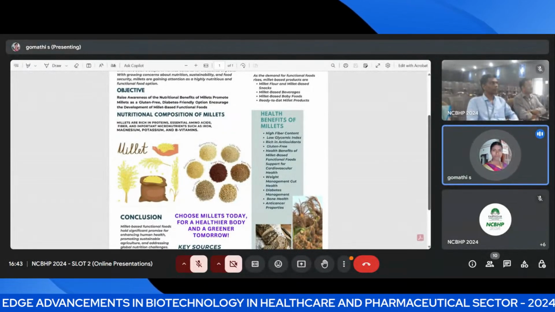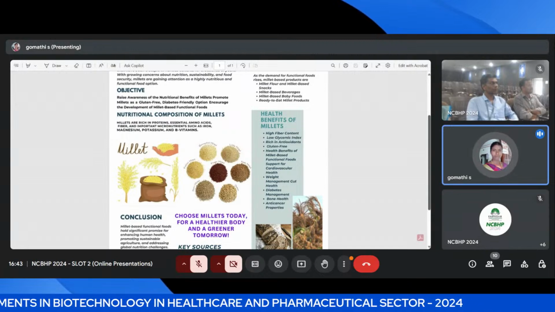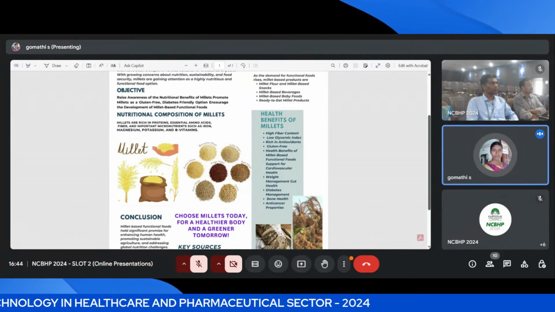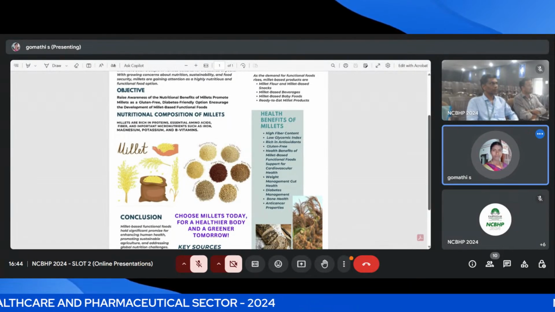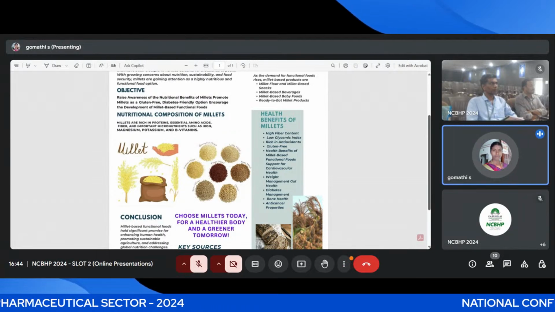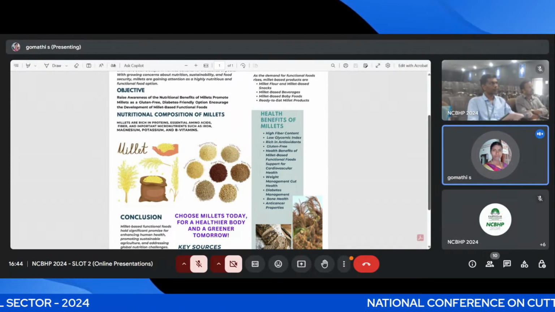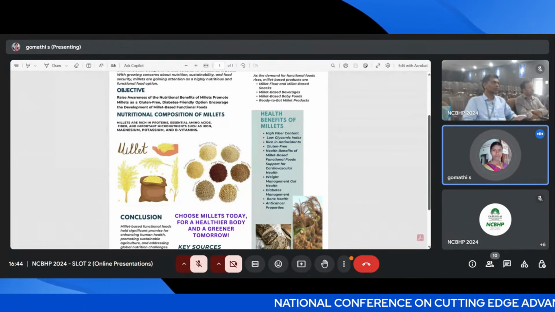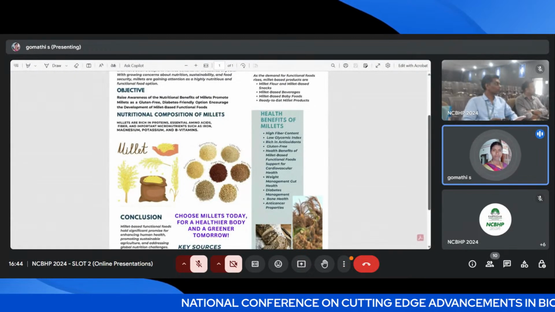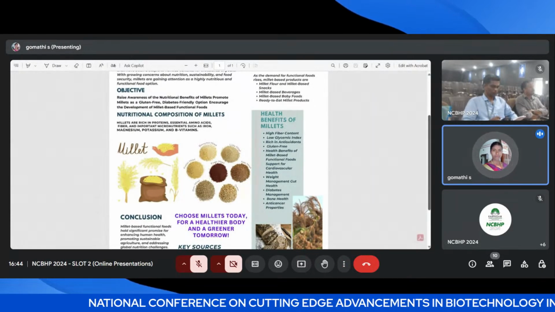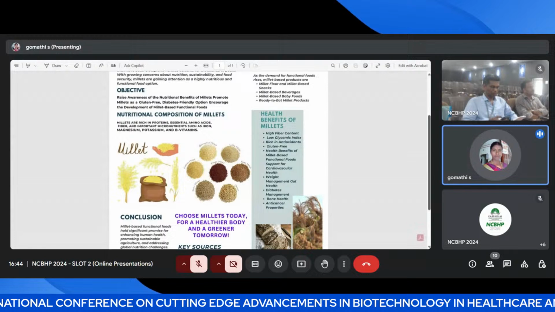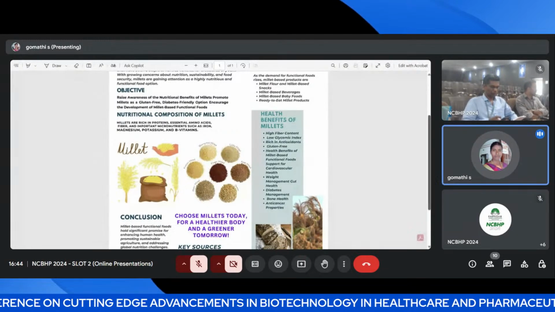The high fiber content of millet promotes satiety and can help with weight management by reducing the appetite and preventing overeating. Due to the low glycemic index, it makes them a favorable food for people aiming to maintain stable energy levels and prevent unhealthy weight gain.